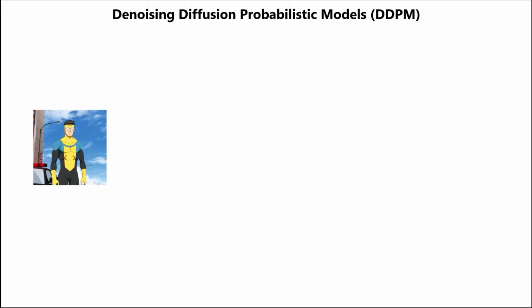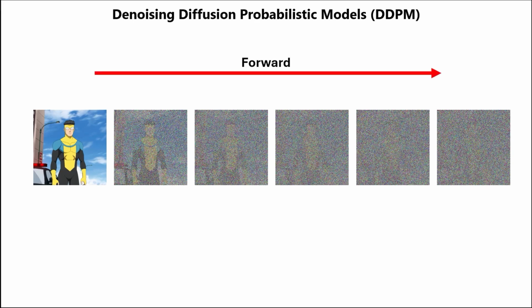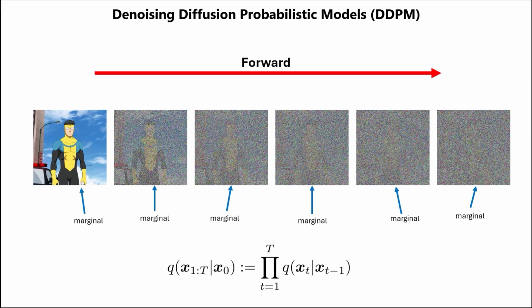DDPM is the first work of diffusion models in deep learning that came in 2020, and now it has more than 10,000 citations. In DDPM, once we have an input image, we can add a tiny bit of noise and do it again, and again, and again, till we reach a noisy image that doesn't look much like the original image. We call this procedure of adding noise the forward diffusion. Mathematically speaking, each of these images can be considered as a marginal distribution, and we can use the term Q as the procedure of adding noise.